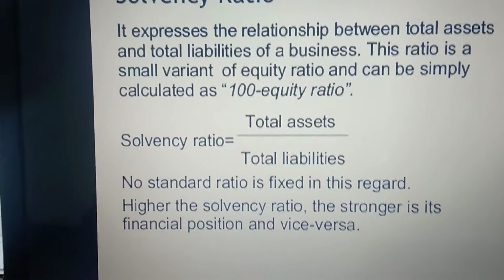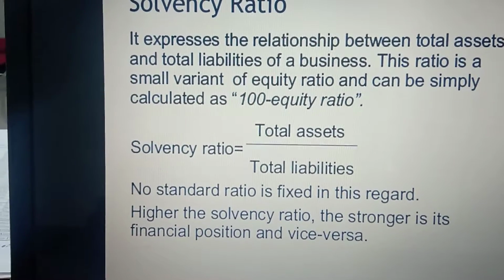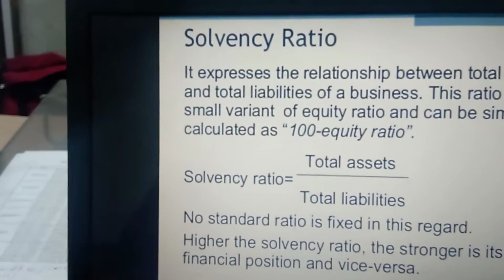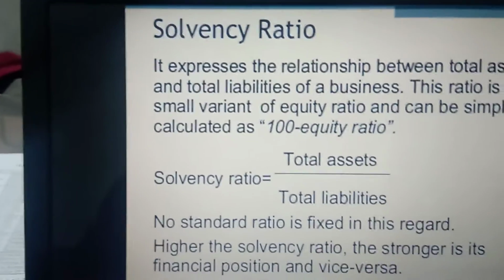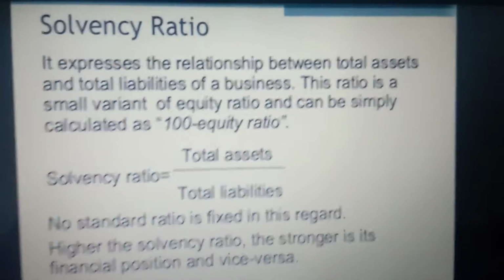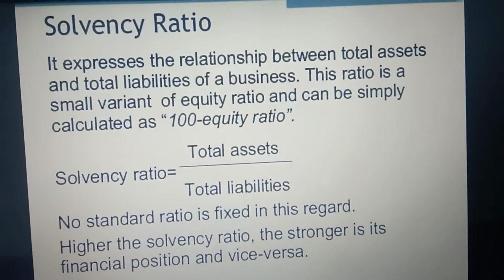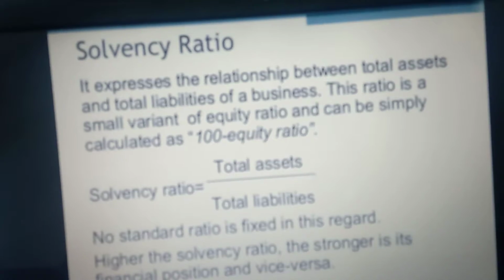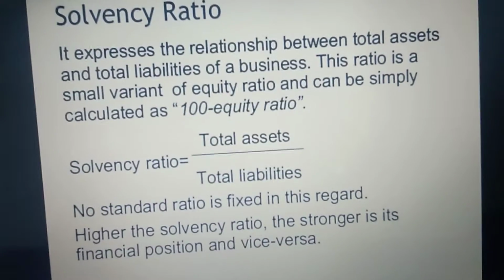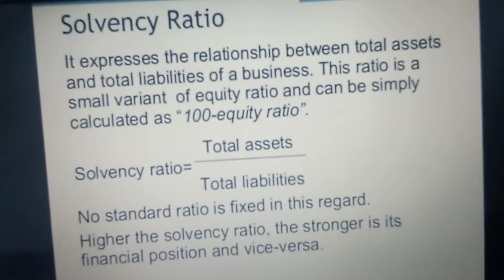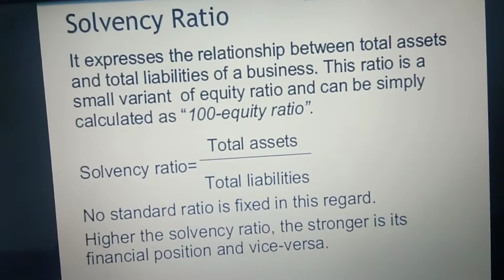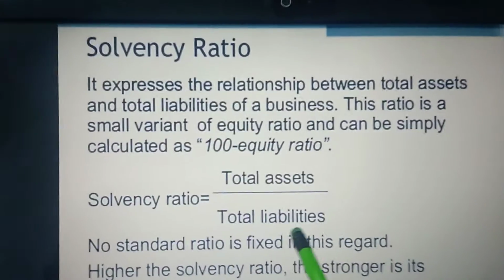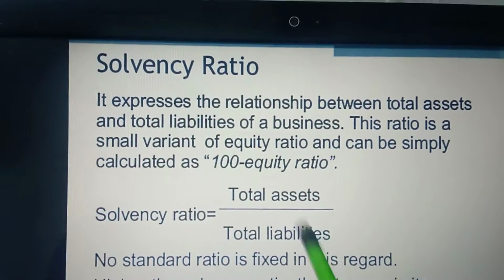Earlier, under long-term solvency, we discussed the debt equity ratio and the proprietary ratio. Today, we will take the solvency ratio. As you can see on the screen, this ratio examines whether the total realizable amount from all assets of a firm is enough to repay all of its external liabilities or not. In this context, this ratio shows the relationship between the total assets and the external liabilities.